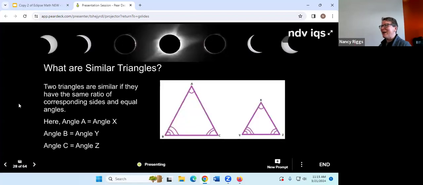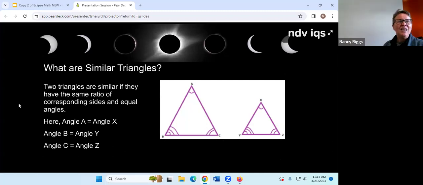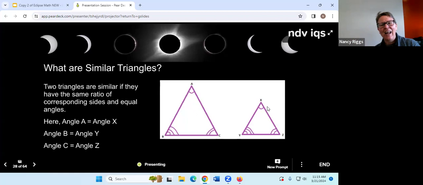So for those of you who may not know, or just if it's been a while, what is a similar triangle? So first of all, the corresponding angles have to be equal. So here, my angle A and X are the same. C and Z, we've got 2 lines, they're equal. And B and Y, we've got those 3 lines, so those angles are also equal.